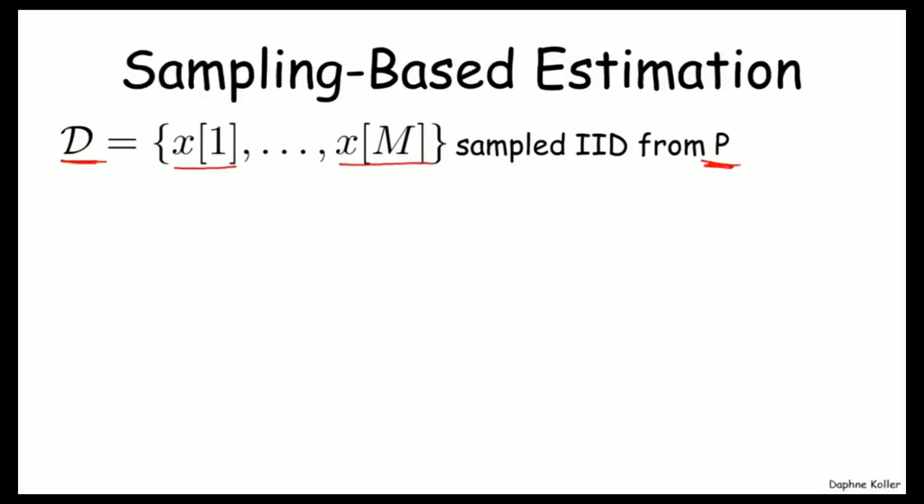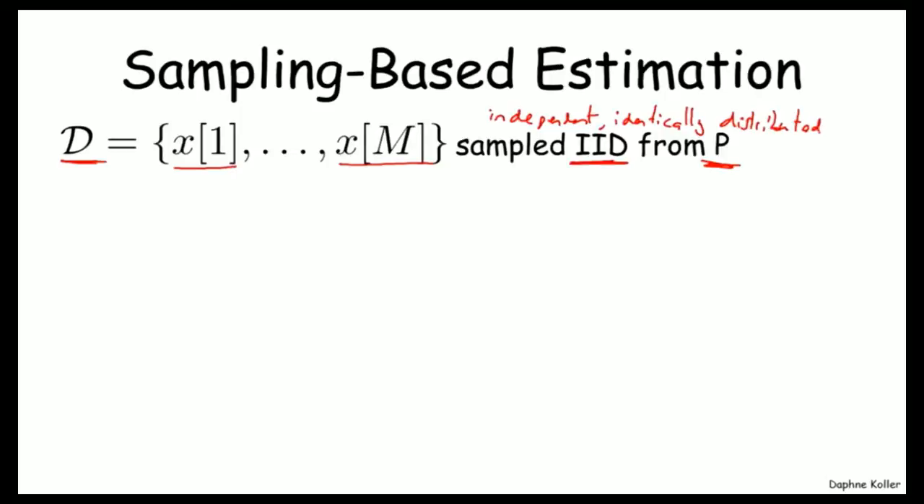And for the moment, we're going to assume that these samples are what's called IID, which stands for independent and identically distributed. So that's where the IID comes from. And now let's imagine that we're trying to compute or estimate, and this is all going to be approximate, some quantity of the distribution P.